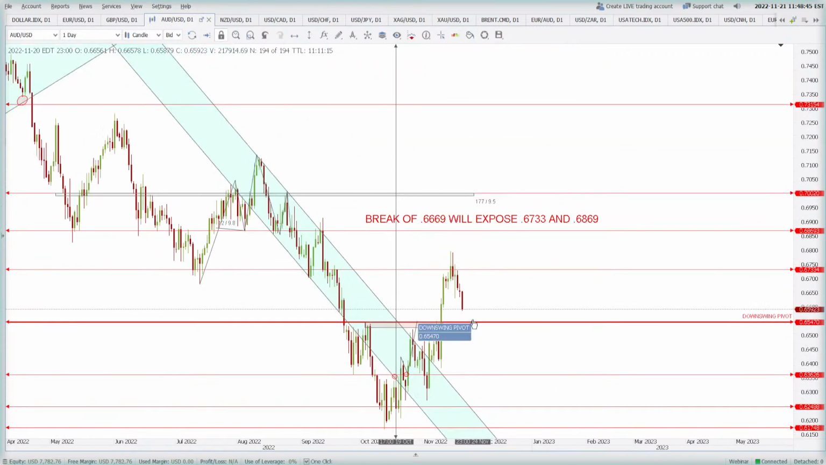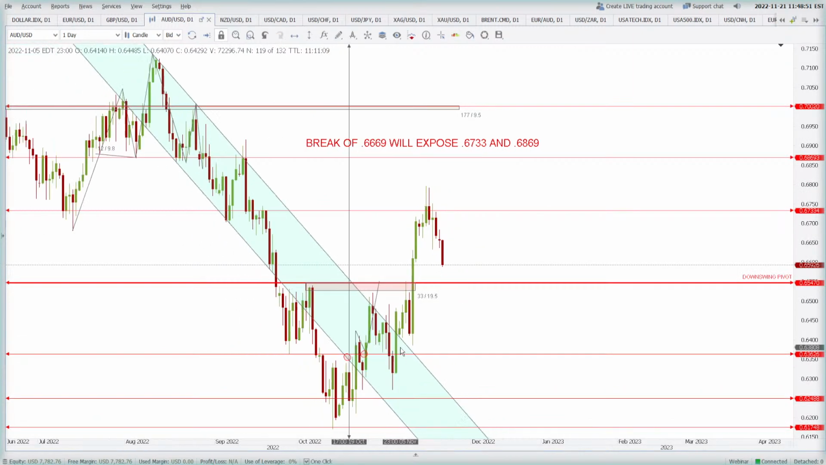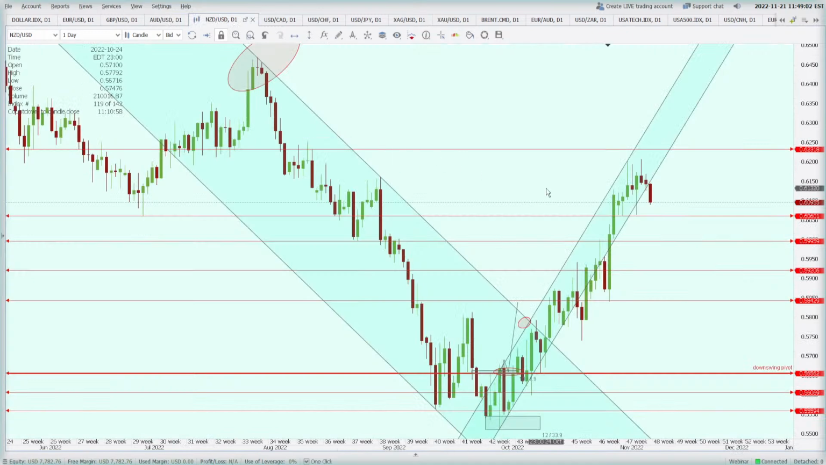Australian dollar is also being sold off during intraday. Why it is, I don't know. Maybe a deeper correction is required. This has also broken the downswing pivot. So now this area of 0.6547 is going to be the support for Australian dollar. Resistance is at 0.6733.